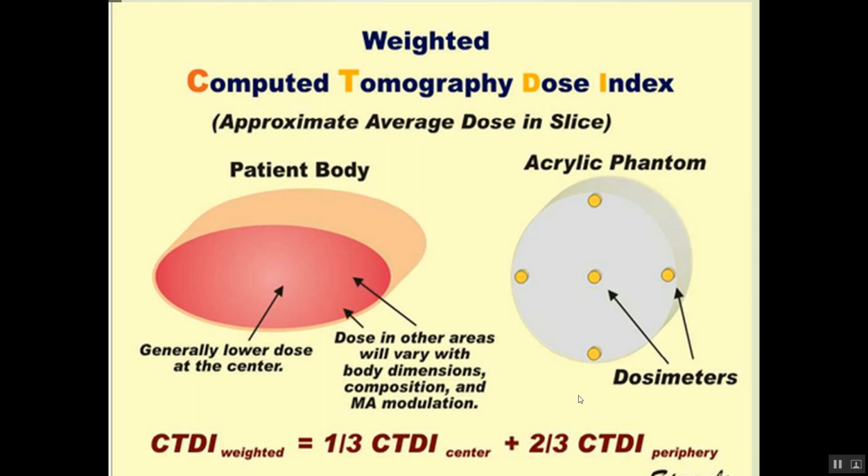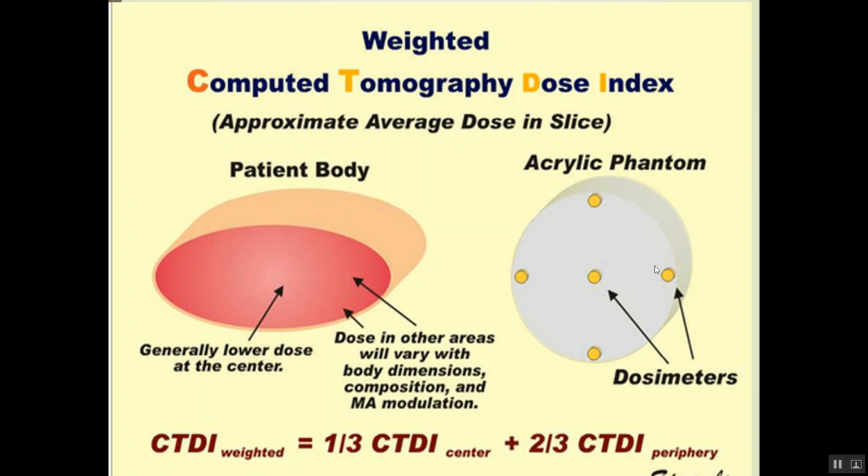This is an acrylic phantom, which is composed of, as you see here, holes: this center hole and 4 peripheral holes. Each hole is suitable for the ionization chamber. This ionization chamber is used to calculate the dose at this region.